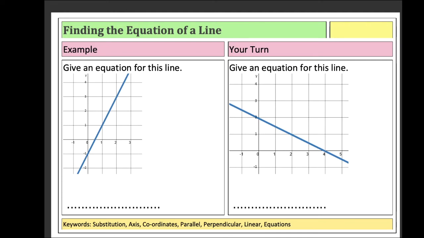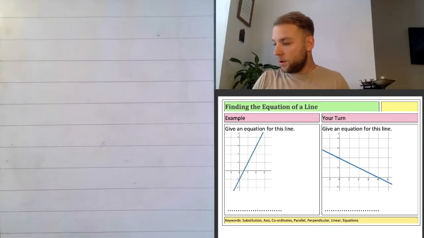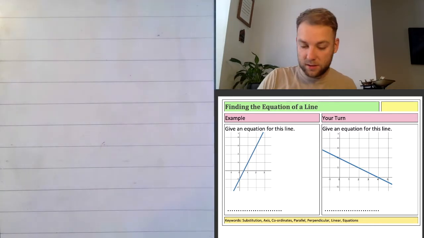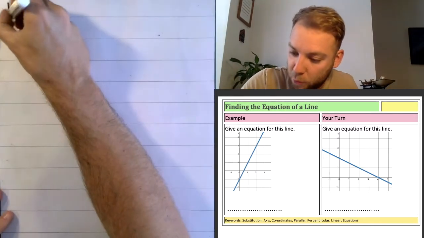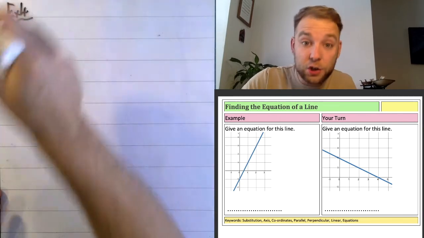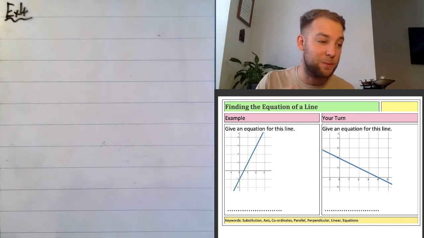Okay, so let's go through this one together then. So again, it's about picking 2 points, okay? So this one here is example 4. Remember to make sure you're getting these down in your notes. Remember, the only way to learn maths is to do it.